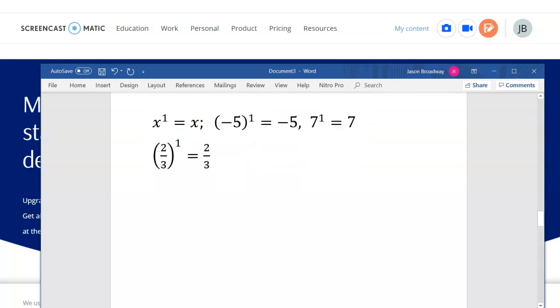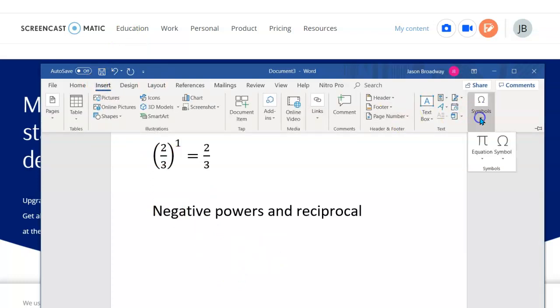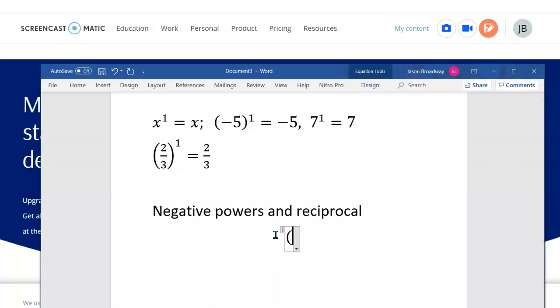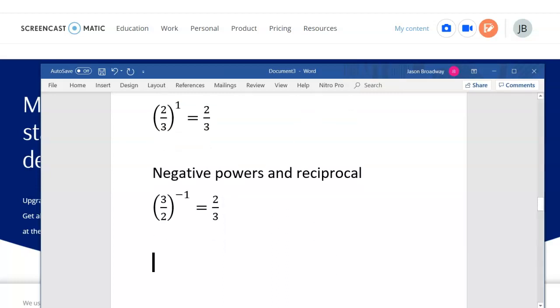Now, reciprocals, negative powers. Negative powers, how about I just say reciprocal? Here's how we define the negative 1 power. If you have something like 3/2 and you raise that to the negative 1, we define the negative 1 power to be the straight-on reciprocal, 2/3. It works out real consistent with the rules that we're going to define later.